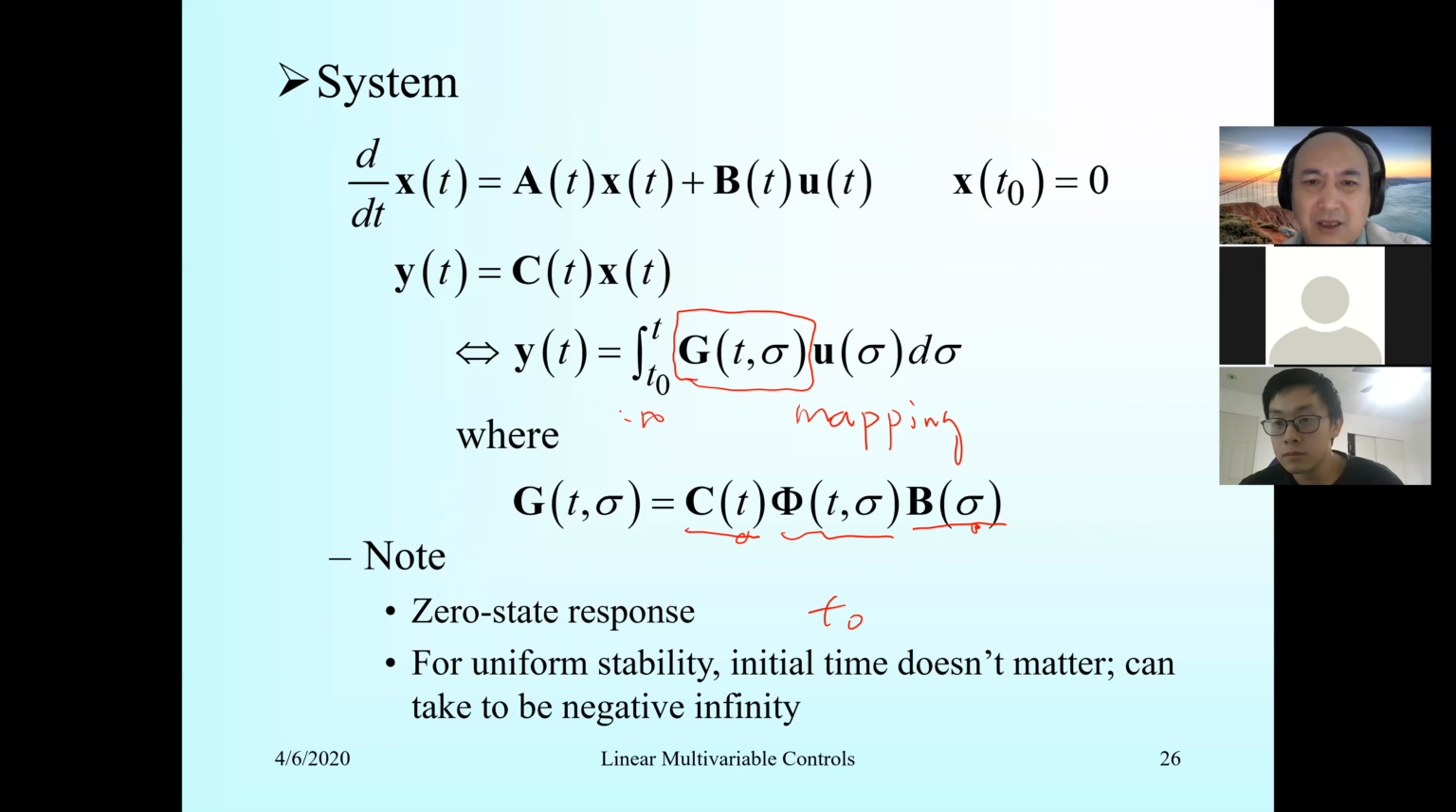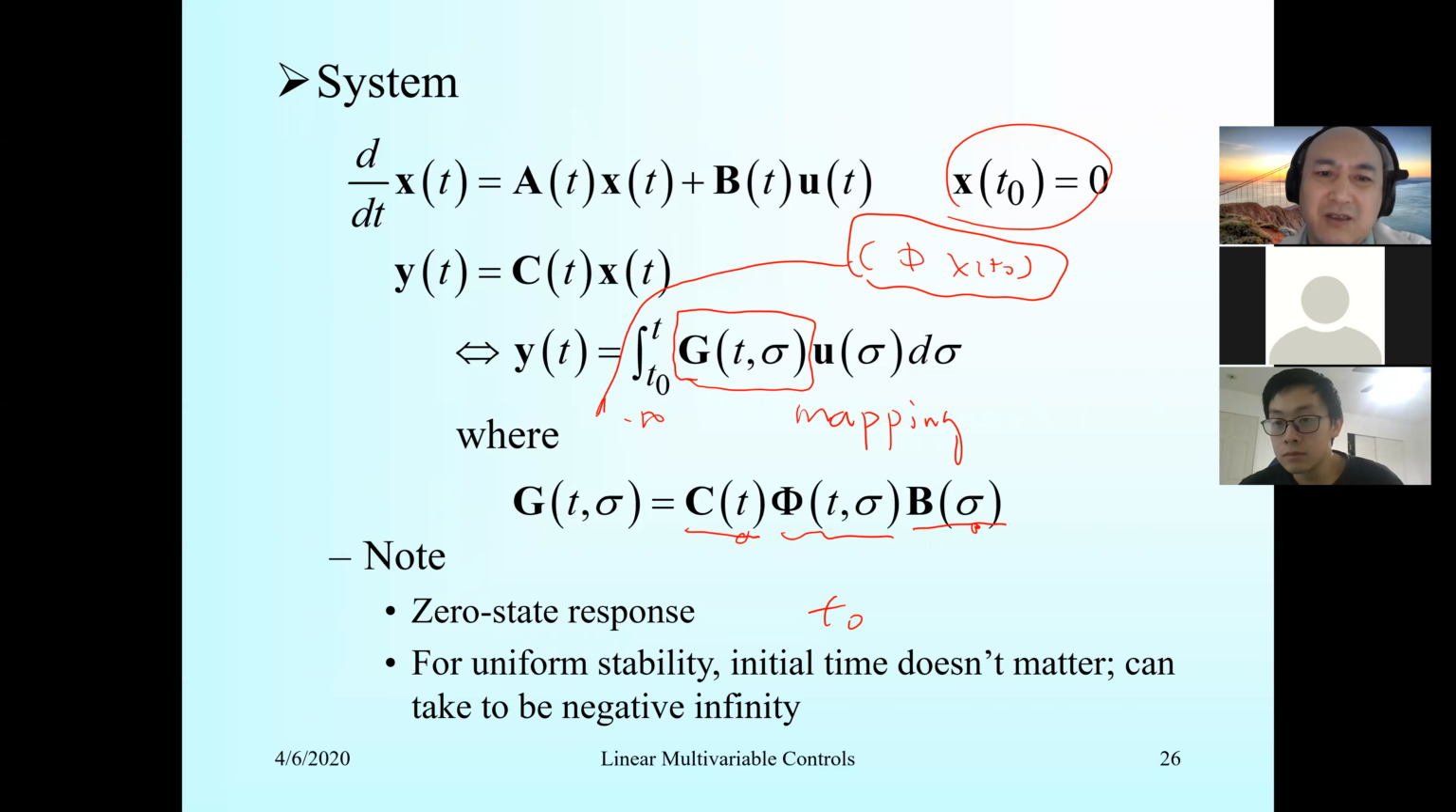And now we are talking about the zero state response, meaning x0 is 0. Otherwise you should have a C Phi x0 term, another term you should add in here, but we don't consider this term. So y(t) here is a zero state response, meaning the initial state is 0.